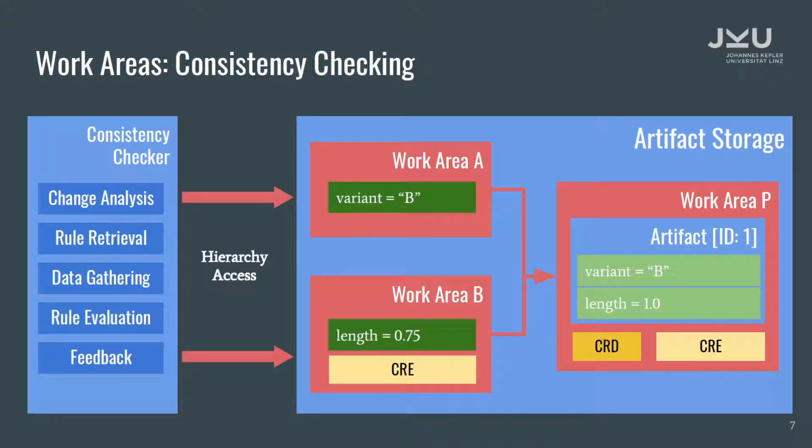we retrieve that rule and we gather the data necessary for a rule re-evaluation, for example, variant or length from the artifact, right? And then, of course, we write the results back into the respective work area that triggered the consistency check, in this case work area B. So you have the CRE here, the consistency rule evaluation artifact. So that is also an artifact or an artifact change that is recorded in our artifact storage.